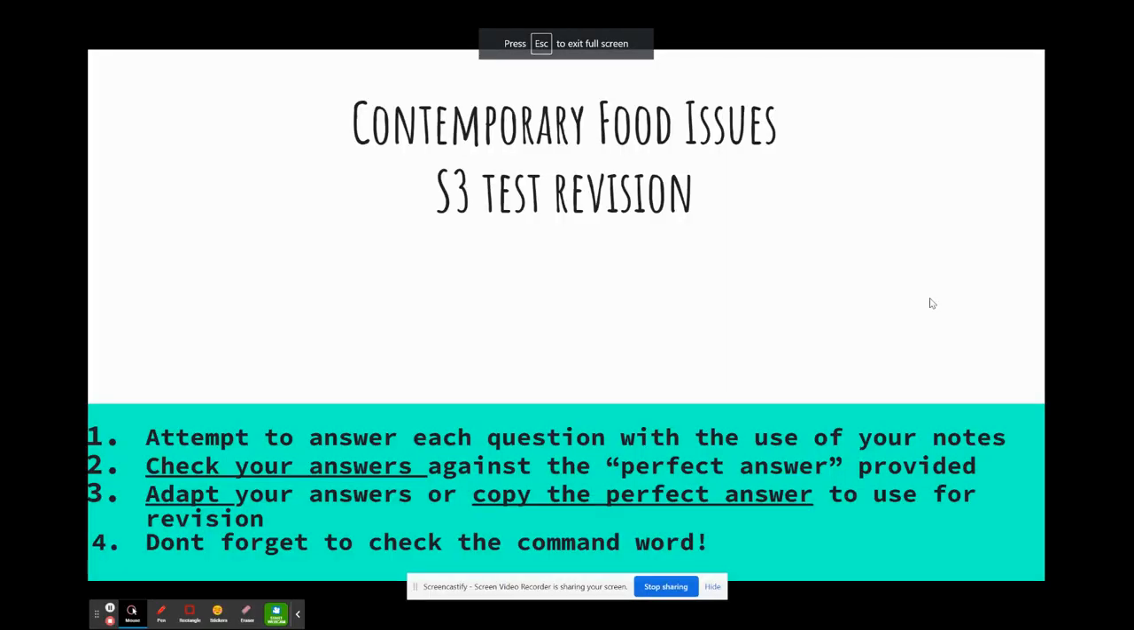Hello, today we are going to be going through some test revision for our contemporary food issues test. This PowerPoint has got exam style questions with perfect answers, but you can also do these by using the timers to copy down an answer and check it against the perfect answer. Don't forget to check the command word.